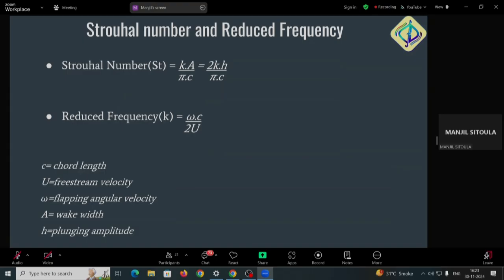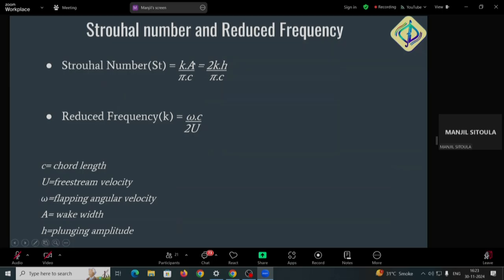The other important dimensionless number, so both of these are dimensionless quantities, is the Strouhal number, which is the product of k into a divided by c. And for flapping wings, you can use 2kh divided by pi c, where a is the wake width and h is the plunging amplitude.